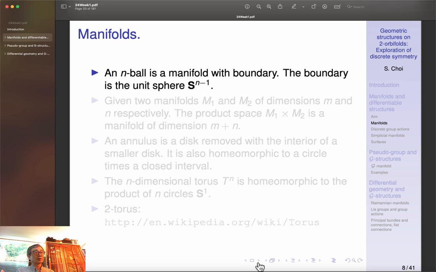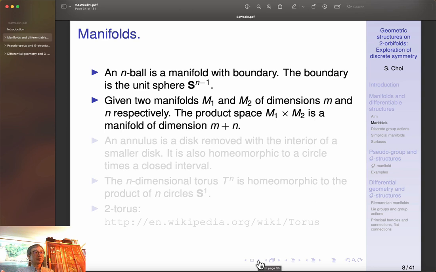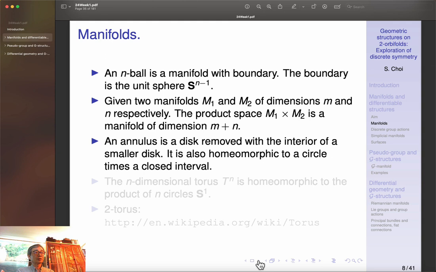And the n-ball is a manifold with boundary. So if you take a unit n-ball, then it's again a manifold. The boundary is the unit sphere. Given two manifolds M1 and M2 of dimensions m and n, the product is again a manifold of dimension m plus n. An annulus is a disk with the interior of a smaller disk removed, so it becomes a manifold with two boundary components, and it's also homeomorphic to circle cross interval.